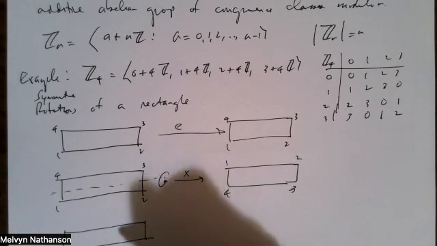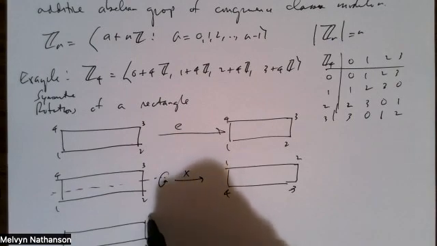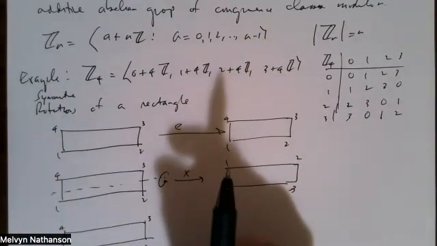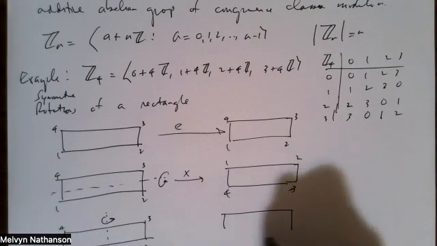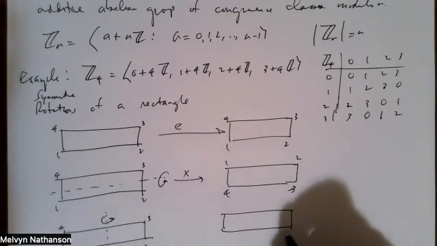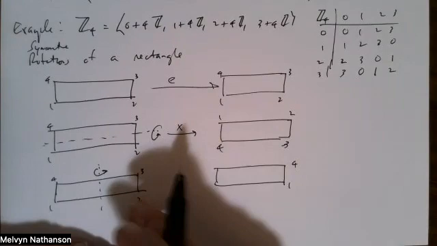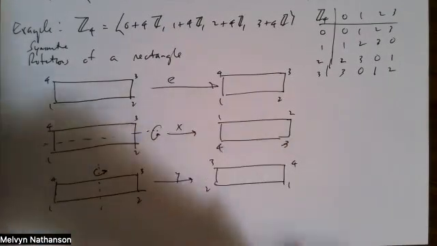Or I could take this rectangle, 1, 2, 3, 4, and I could rotate it around a vertical axis. And when I do that, the left side flips to the right side, and the right side flips to the left side. I'll call that Y.